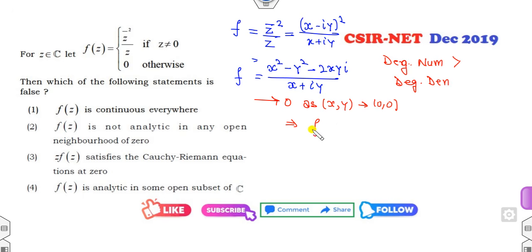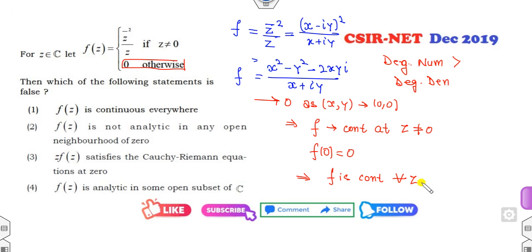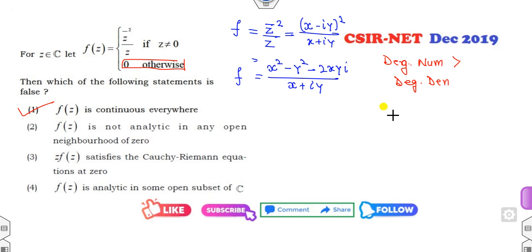That means the function is continuous at z which is not 0. But it is also given that f of 0 is 0. So the function is continuous for all z. Otherwise, if you don't remember this shortcut trick, you must watch my lecture on functions of several variables PYQ, where I already explained it. Otherwise, you can also solve this by taking the path y equal to mx, and you can prove that this is a continuous function.